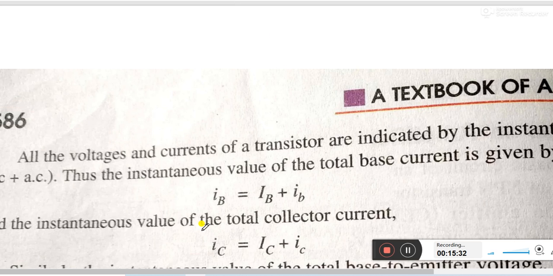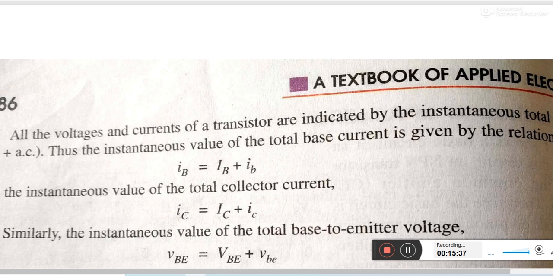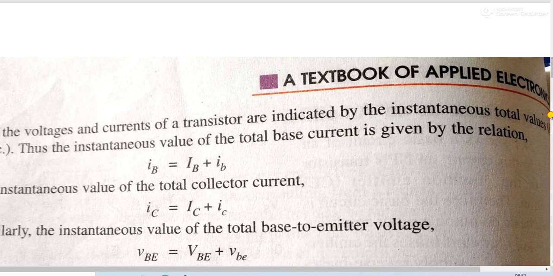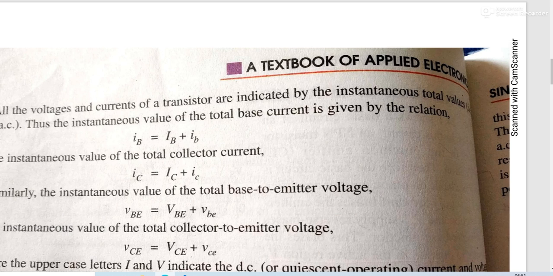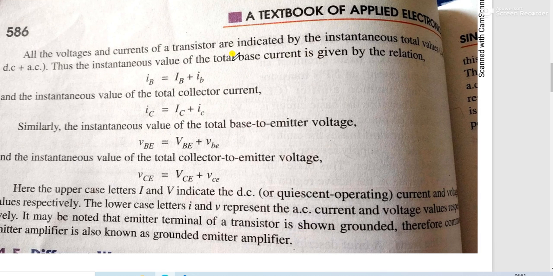Here, all the voltages and currents of a transistor are instantaneous, indicating the instantaneous total values, that is, having both AC values as well as DC values. So the instantaneous value of the base current is given by the relation ib equals capital IB plus small ib.